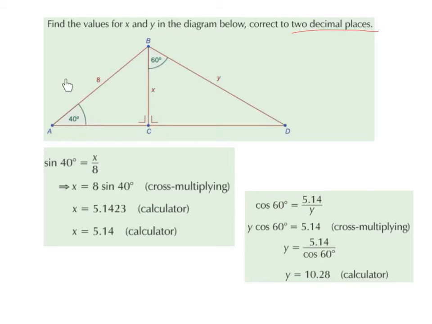We have to start with the triangle on the left, because the triangle on the left has an angle and a side, and we're trying to find this side. So once we've found this side, we can use this to find y. So let's start off with this triangle here. So as before, we start off by labelling our triangle. So this is going to be H, our hypotenuse.